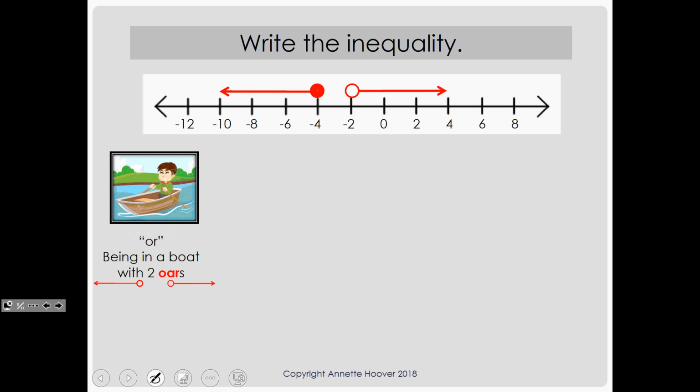Okay, this is again an example of an or statement. So on the left side, we have x is less than or equal to negative 4. Or on the right side, we have x is greater than, but not equal to, negative 2.